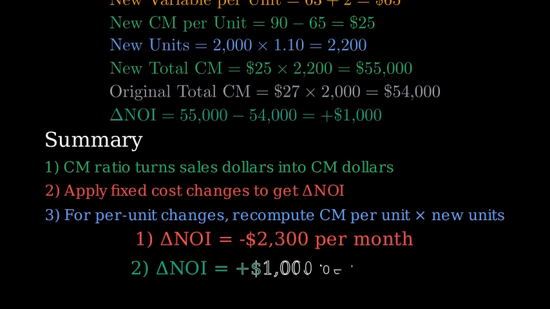Final answers. Problem 1. Net operating income decreases by $2,300 per month. Problem 2. Net operating income increases by $1,000 per month.